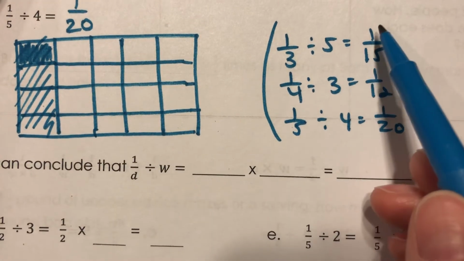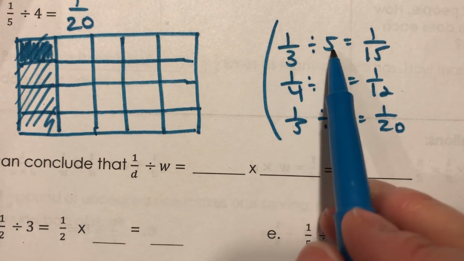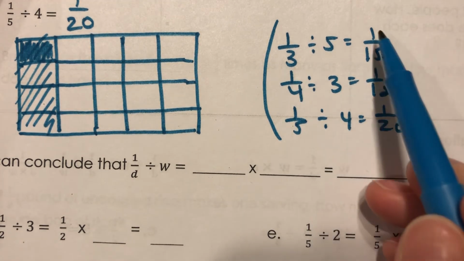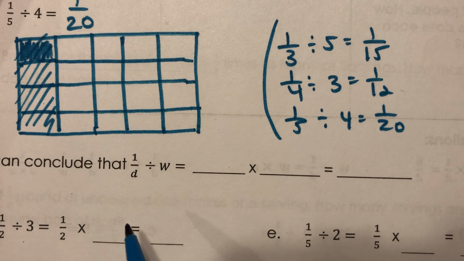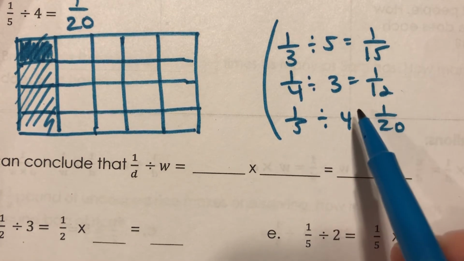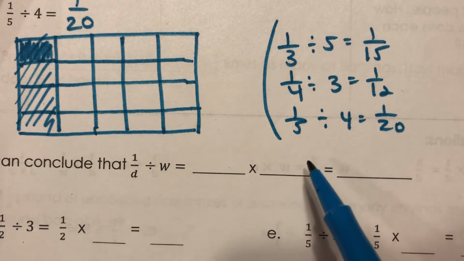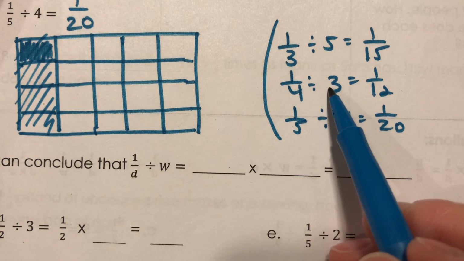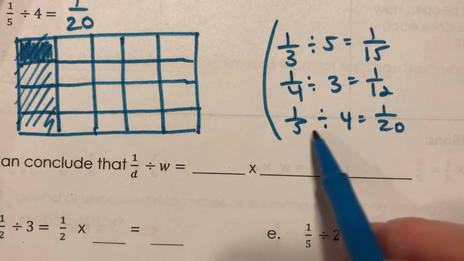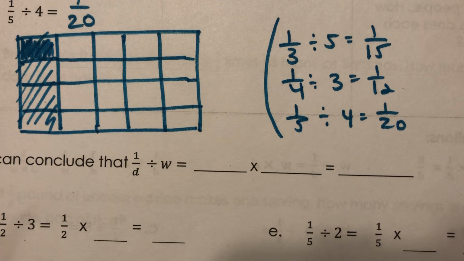So when I look at this, I notice that every single numerator, when I'm taking a unit fraction divided by a whole number, is 1. I notice that. And now, I want you to kind of notice how we'd get our denominator. What can you do with 3 and 5 to get 15? With 4 and 3 to get 12? And with 5 and 4 to get 20? If you said multiply them, you're correct. That's right.